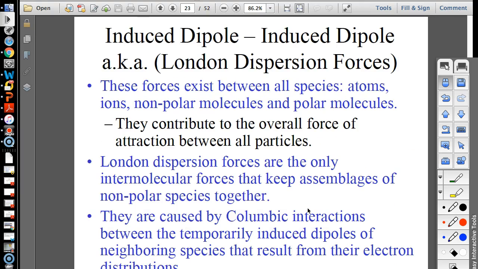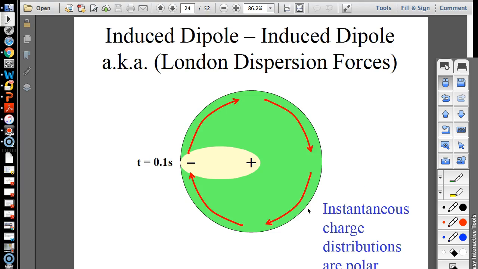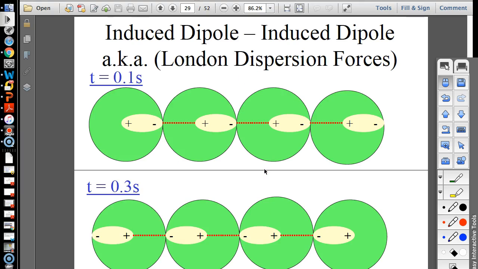London dispersion forces, LDFs, they're in everything, okay? They're also known as induced dipole. Like a random dipole makes another random dipole, okay? And this is really kind of interesting. We already went through this, how the electrons wander around like a flock of sheep, right? And so that creates an instantaneous dipole in different places. Overall, over time, it evens out.